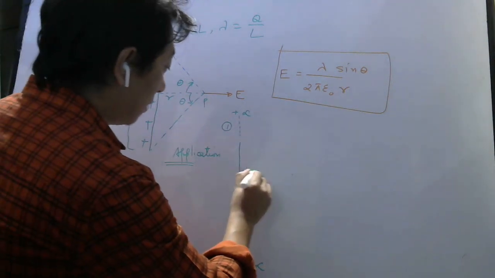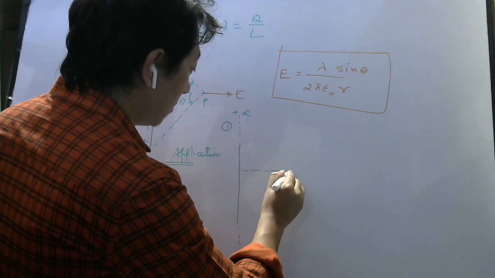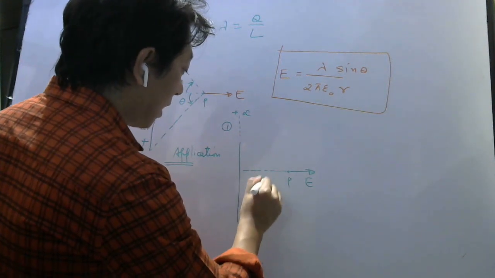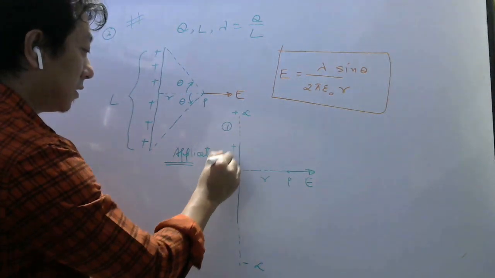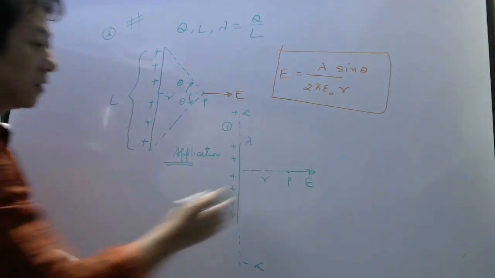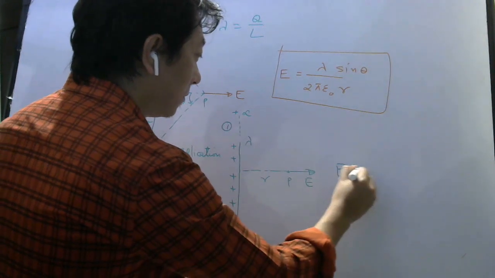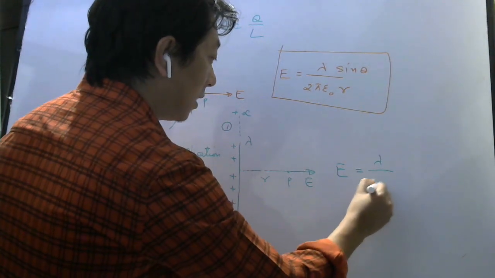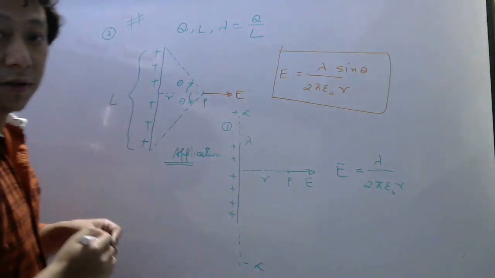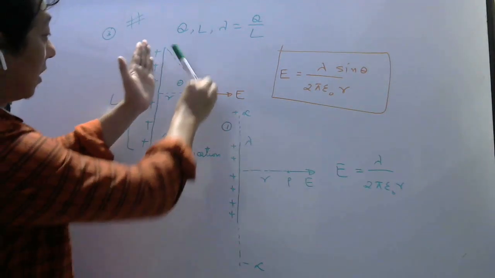Then the electric field will always be in this direction at this point. This is r, and it has charge with linear charge density lambda. Then what will be the electric field here now? Lambda divided by 2 pi epsilon naught r, times this theta formula. Now what will be theta? See, theta is this angle.